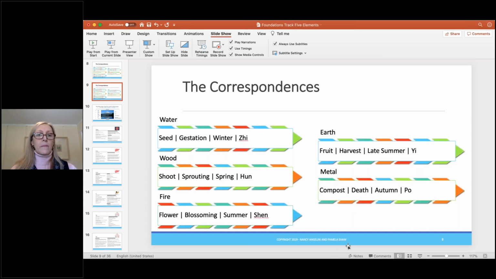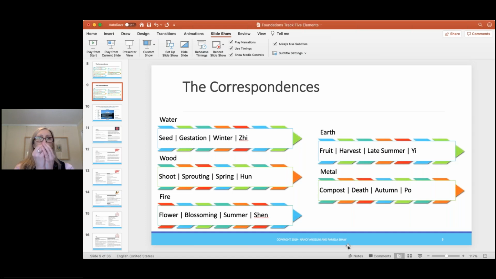So water again. The part of the plant is the seed of the plant. And it represents gestation, things that are just sitting there waiting, right? Waiting to emerge, just before they emerge. There's something going on, but you wouldn't know. It's so quiet, right? It's winter, and the part of the five spirits is the Zhi, okay? And we're going to continue to talk about that.